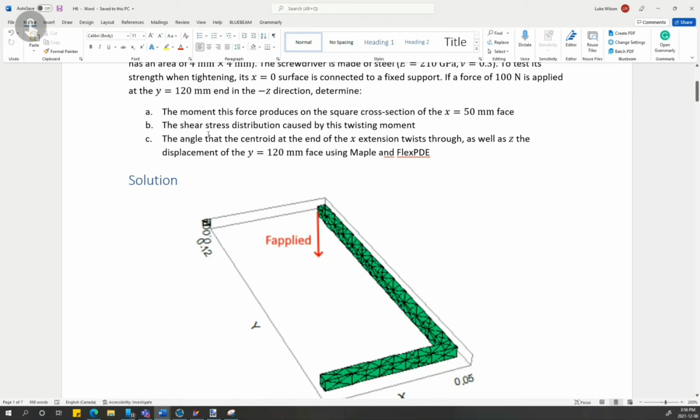x extension, the shear stress distribution caused by this twisting moment, and the angle that the centroid at the end of the x extension twists through, as well as the z displacement of the y equals 120 millimeter face, so this end, using Maple and Flex PDE.